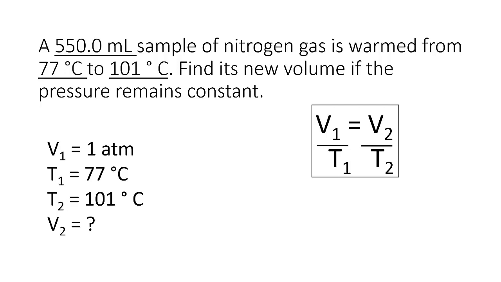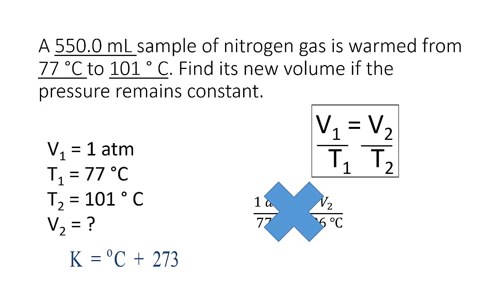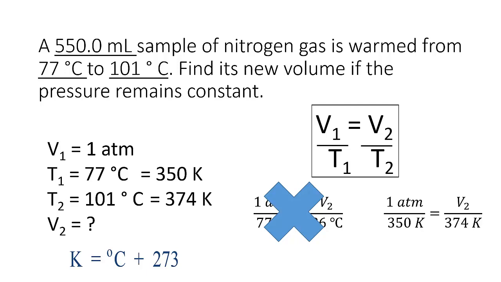You might be tempted now to just immediately plug in each of those variables into this equation. But that's not right at all. Now, why not? It's because your temperature always has to be introduced into the gas law equations in the form of Kelvin, not Celsius. So this is always wrong. You will always get the wrong answer. Remember, Kelvin equals degrees Celsius plus 273. So you can just take 77 plus 273 to give you 350, 101 plus 273 to give you 374. And now you can just plug those variables in and solve for V2.